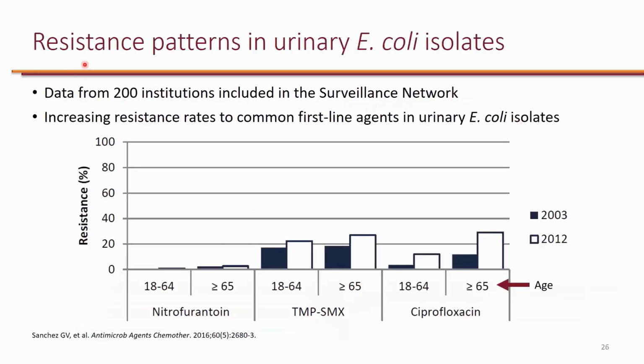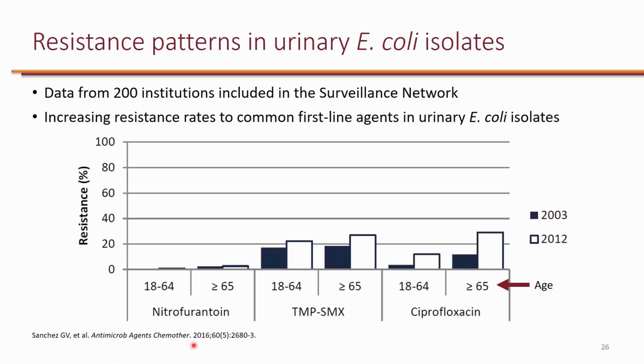Now here's the resistance. So let's take a look at the changes in resistance rate of E. coli across the United States. So here we're looking at 3 different agents. So nitrofurantoin, trim-sulfa, and ciprofloxacin. They have also separated it by age groups. So elderly, ages of 65 years or older, and younger.